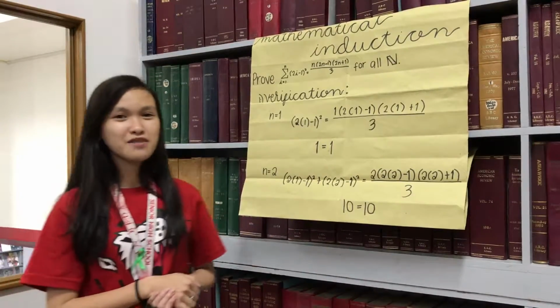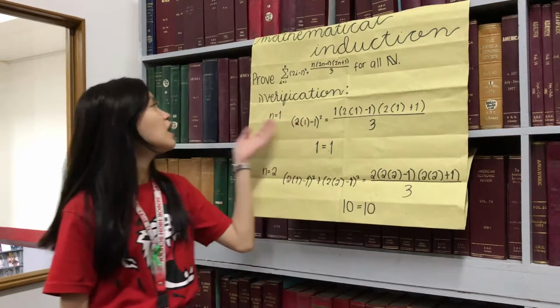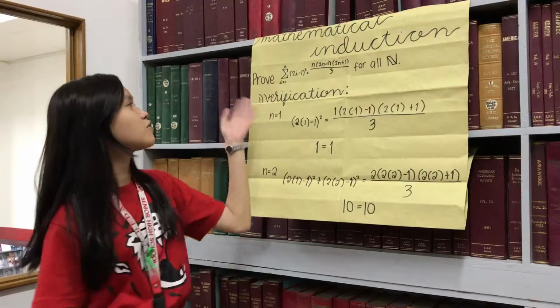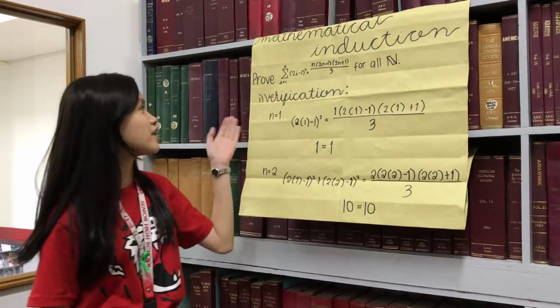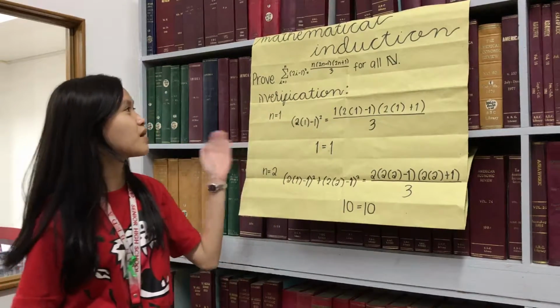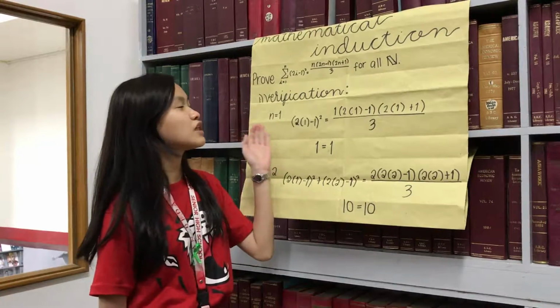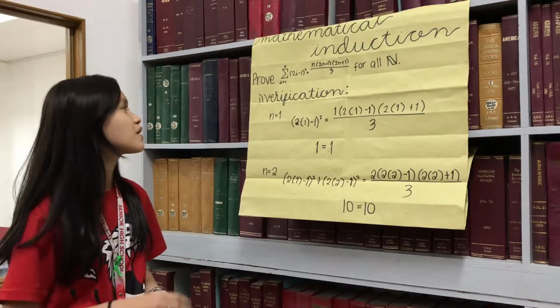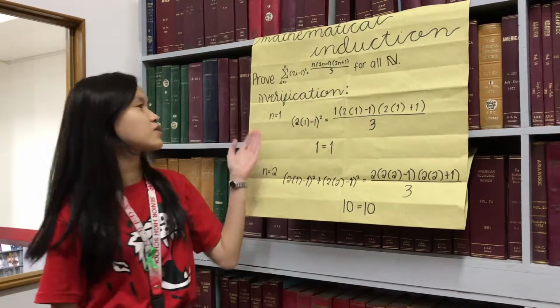In proving a mathematical induction, the first step would be verification. The problem is we need to prove that the summation of (2i minus 1) squared from i equals 1 up to n is equal to n times the quantity of 2n minus 1 times the quantity of 2n plus 1 all over 3, is true for all natural numbers. In verification, we will start with n equals 1.